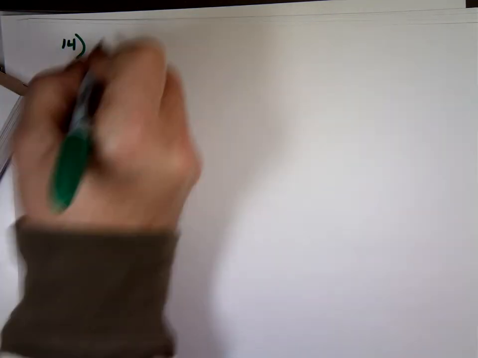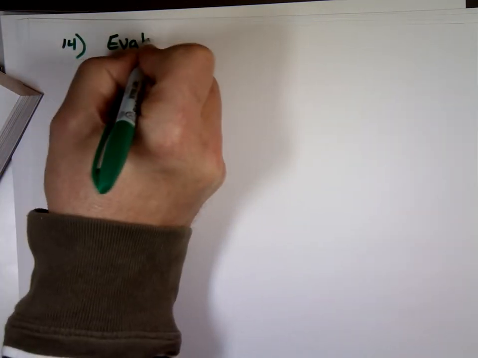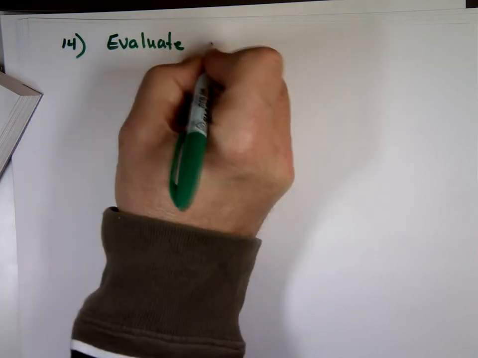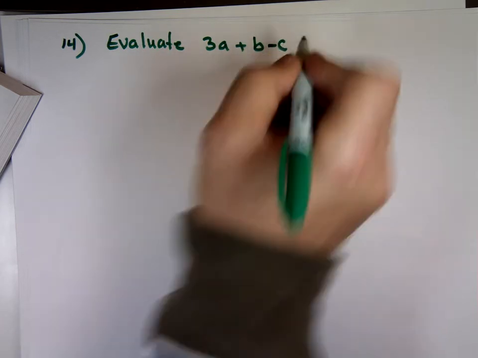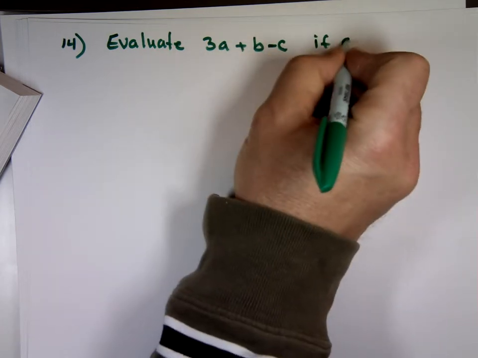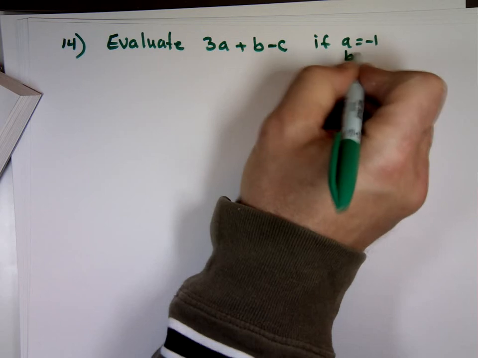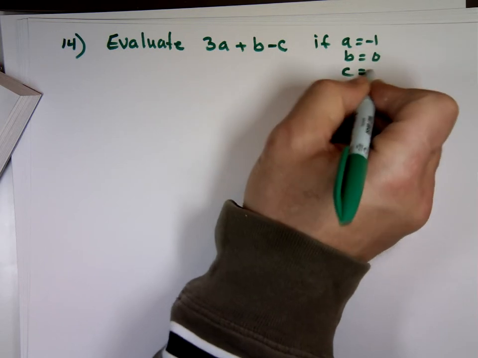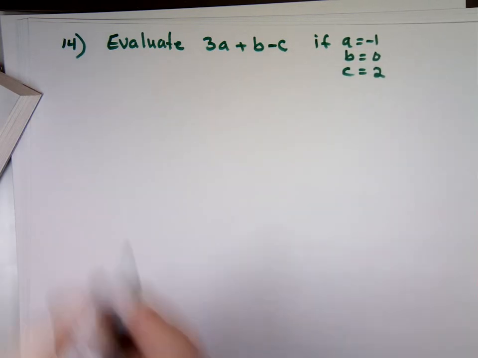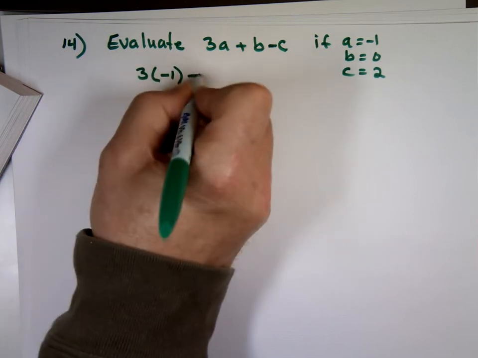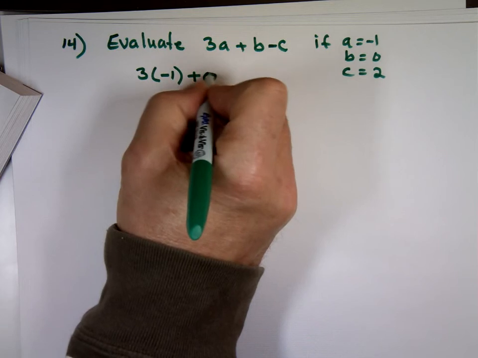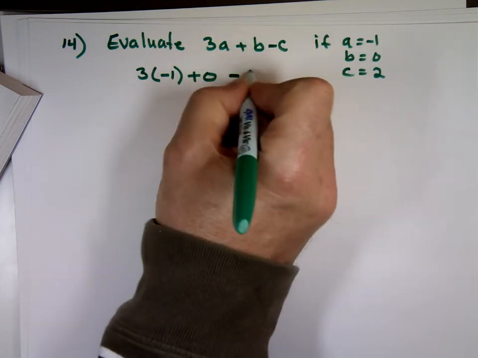Number 14. This has 20 questions. Let's see if we can finish them. Maybe, maybe not. Evaluate 3a plus b minus c if a equals minus 1, b equals 0, and c equals 2. Plug them in. 3 times a is what? Minus 1. Plus b is what? 0. Minus what's c? 2.